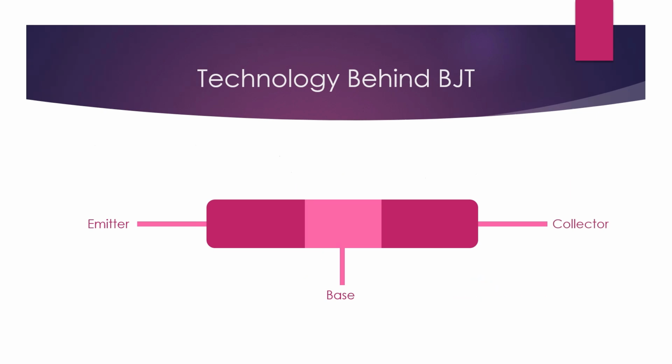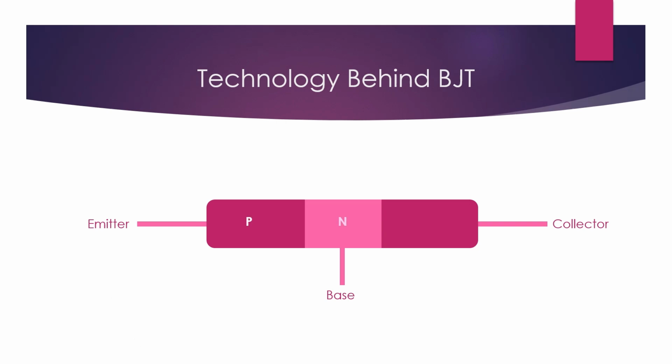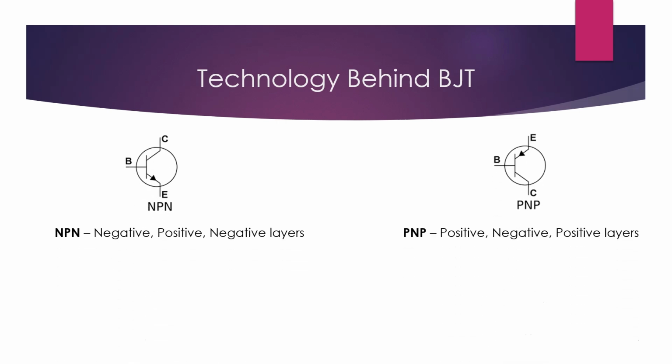There are two main constructions. NPN, negative, positive, negative layers, and this is its symbol. PNP, positive, negative, positive layers, and this is its symbol. Each BJT has three terminals, emitter, E, base, B, and collector, C.